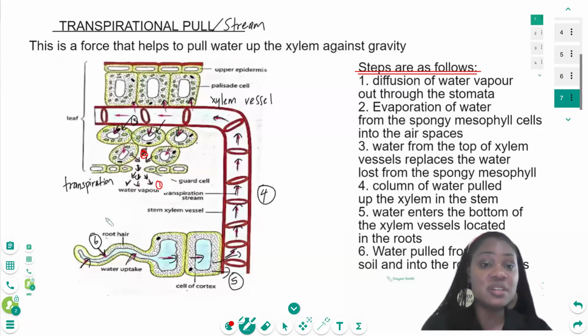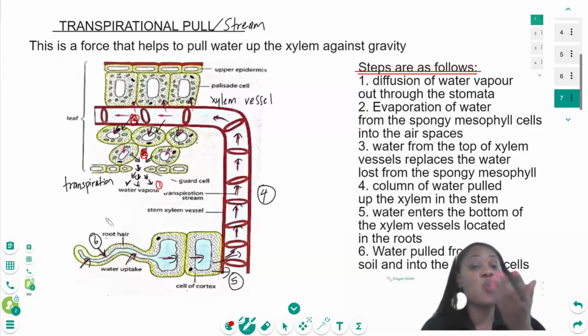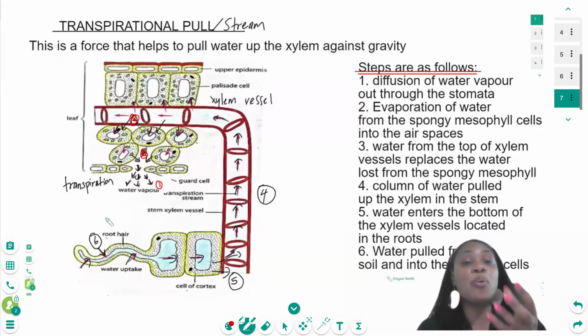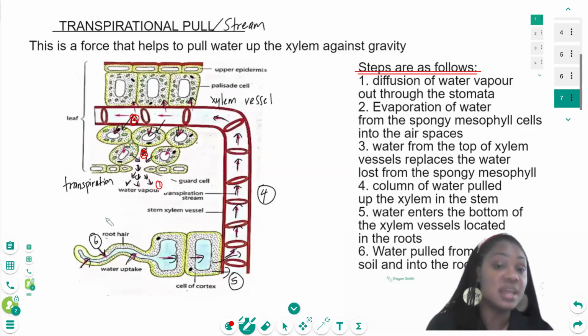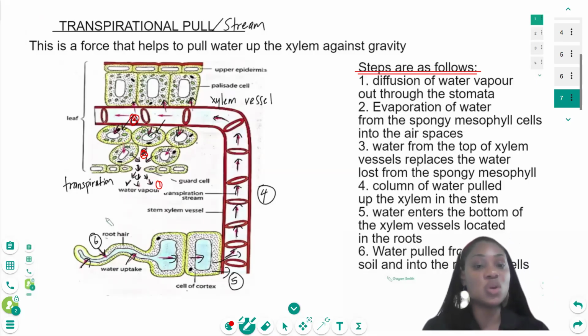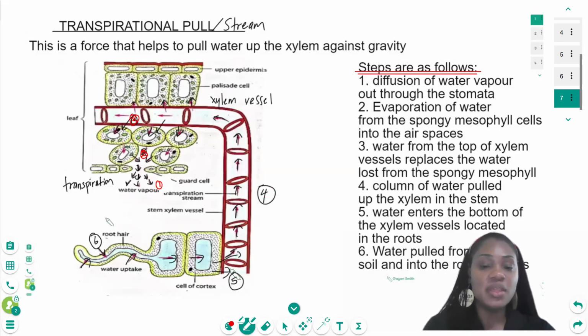Now the spongy mesophyll cells are losing water, so the water that they lost must be replaced. So they get back their water from the xylem vessel. So this represents the xylem vessel. And some of the water also goes to the palisade mesophyll. Because we are now pulling water from the xylem vessel to replace the water we just lost from the cells, that's what creates the suction force. Every time we pull water out of the xylem vessel at the top, it creates a suction force to pull more water up the xylem vessel. So now we end up with water being pulled up. That's number 4.